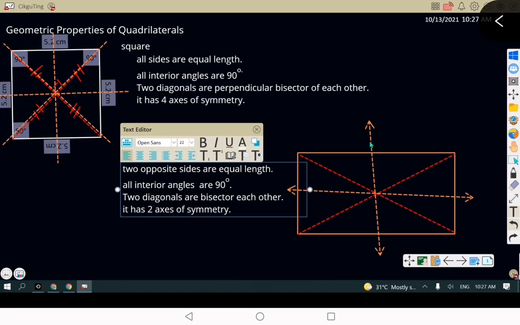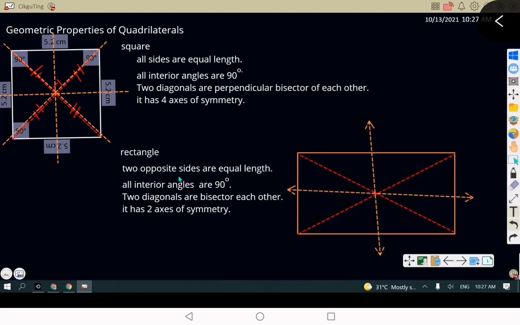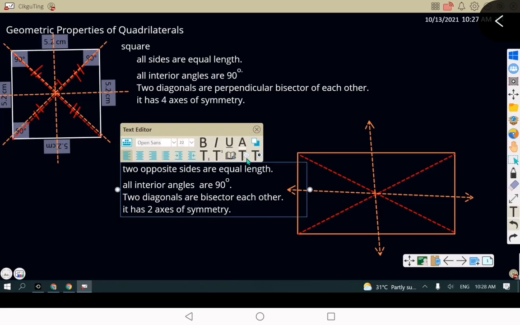You can study a lot of geometry properties from this, later on in further forms, and maybe apply them in your exams. Hopefully you can understand the geometry properties of the square and rectangle. For the rectangle: two opposite sides are equal in length, all interior angles are 90 degrees, the two diagonals bisect each other, and it has two axes of symmetry.